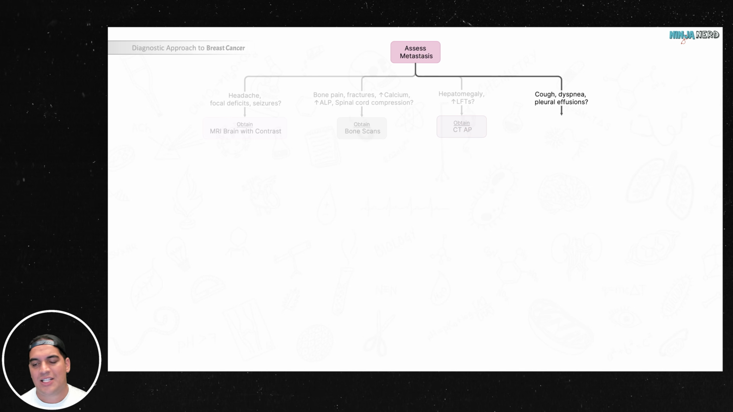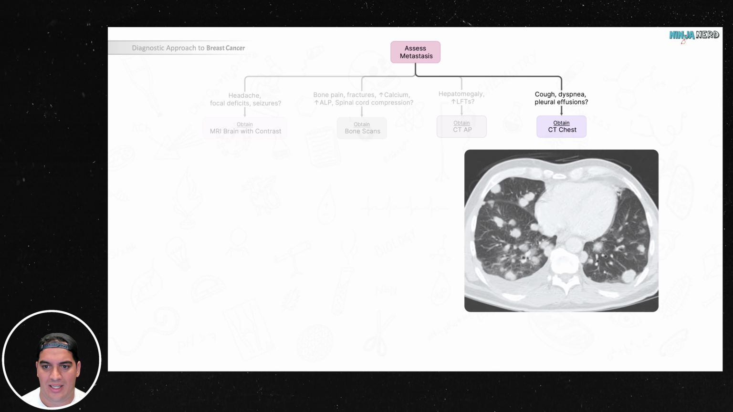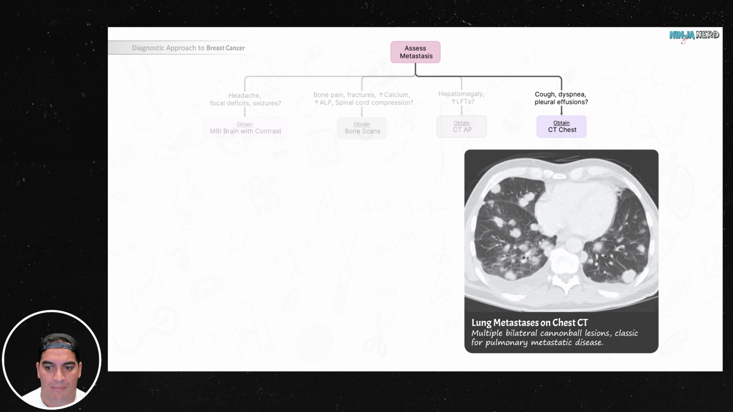All right. And the last one is, do they have any cough, dyspnea, recurrent pleural effusions that you keep tapping and draining and it's not getting better? That's something I'd be really, really concerned about, especially even hemoptysis too, about getting a CT chest to see if they got any mets that spread from their primary breast cancer to their lungs. All right. This is a really big one. You can see they got tons of these all over the place.